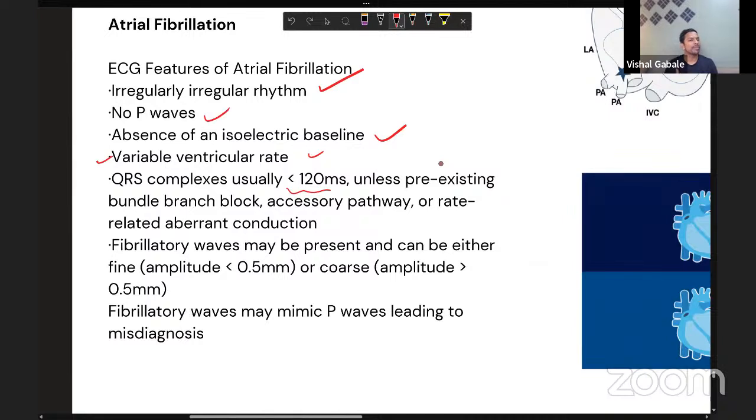Why? Because it is a supraventricular tachycardia. Then it is also the bundle branch block, accessory pathway, or rate related aberrant conduction. And there are fibrillatory waves associated with it, with amplitude of less than 0.5 mm, or coarse, that is amplitude more than 0.5 mm. And fibrillatory waves may mimic P waves, leading to misdiagnosis.